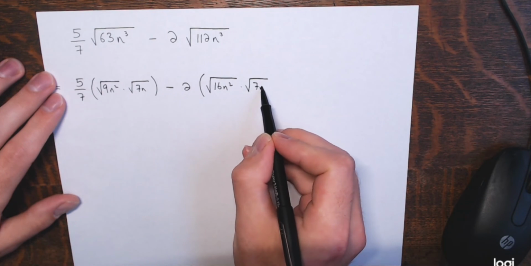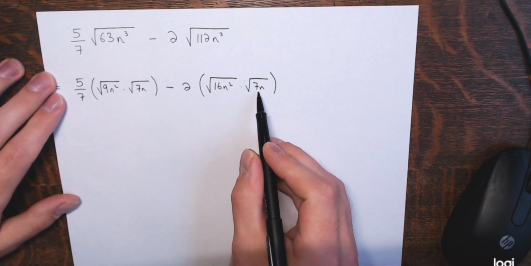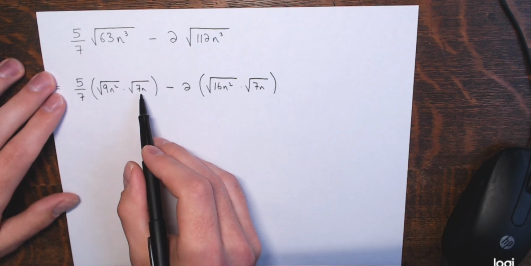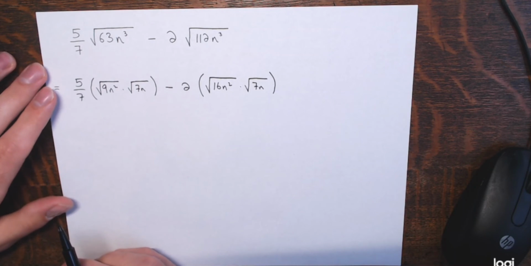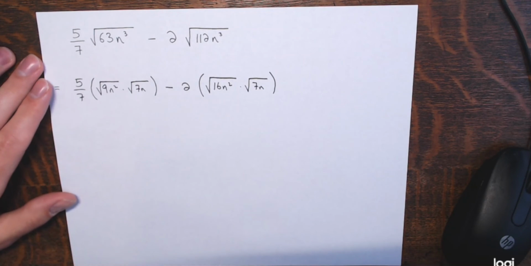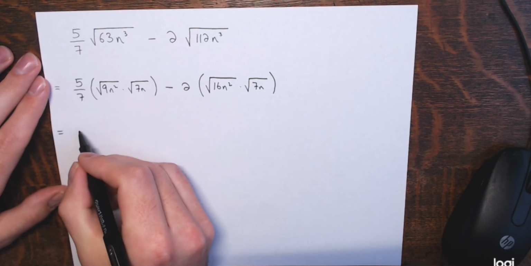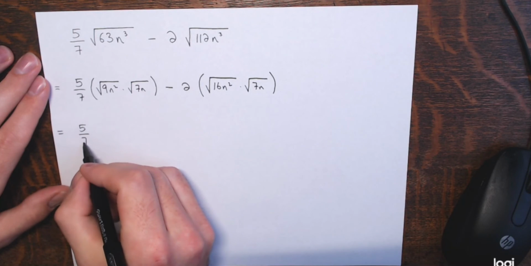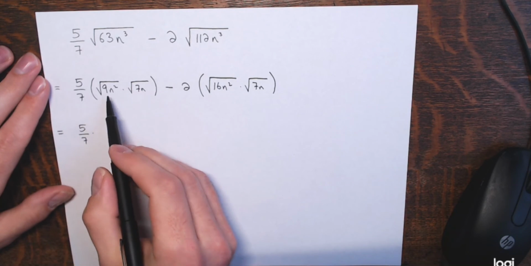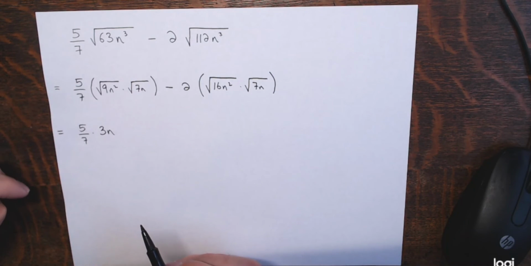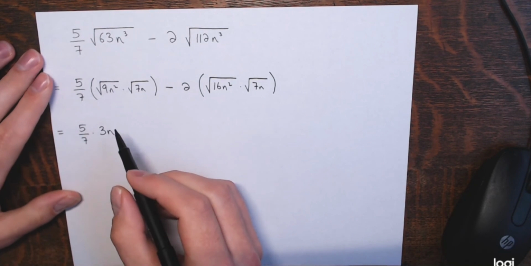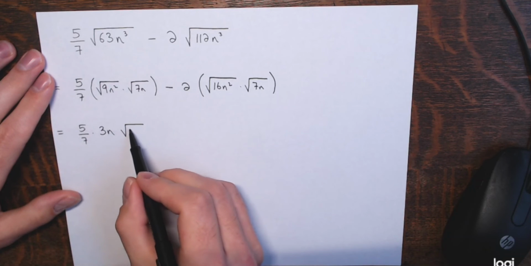Right, and I knew 7 wouldn't be involved because the square root of 7n is going to be the radical, the square root that these two terms will share after I'm done. So now I have 5/7 times the square root of 9n squared, which is 3n. Again, no worries about the absolute value symbols, right? They mentioned to assume all the variables are greater than 0, so I don't need absolute value symbols around that.